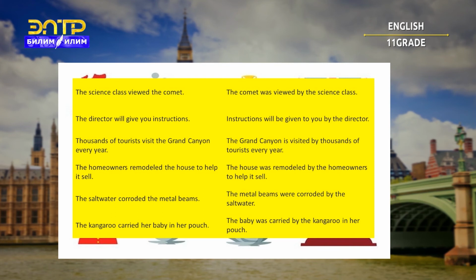The salt water corroded the metal beams. The metal beams were corroded by the salt water. The kangaroo carried her baby in her pouch. The baby was carried by the kangaroo in her pouch.